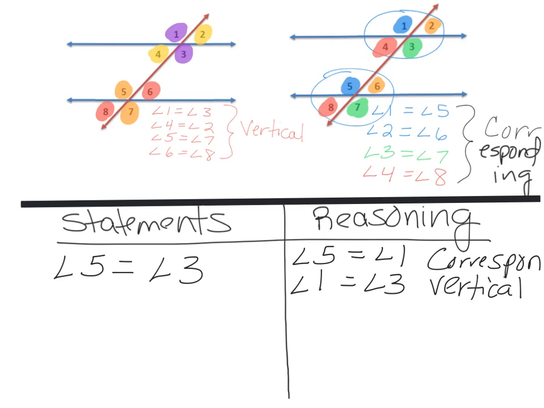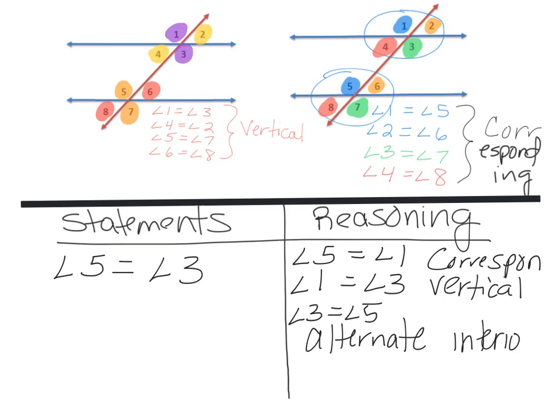Angle 5 is equal to angle 3, and I wrote that backwards from how I said it. And we call that alternate interior angles. Okay, so alternate interior angles are equal.